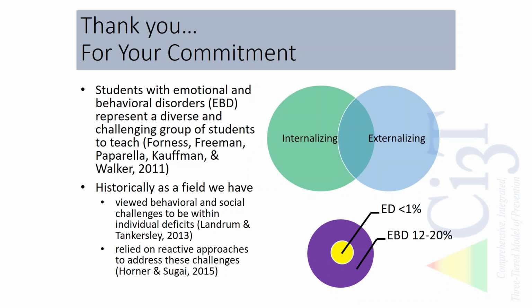If we were to take a snapshot of the United States of America and look across today's school systems, you would find about 12% of school-age youth struggle in some form with an emotional or behavior disorder, either having it or being at risk for it. So about 12% of school-age children struggle in some capacity with moderate to severe challenges.